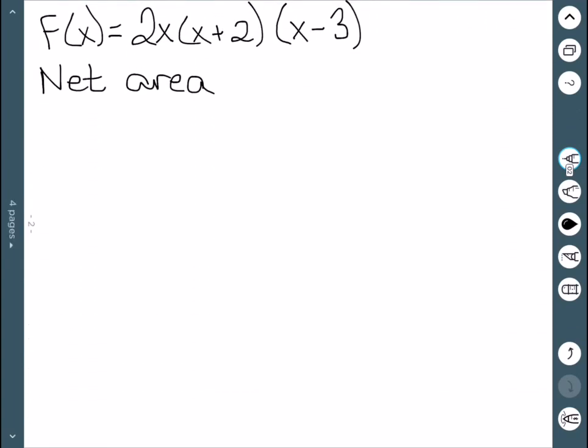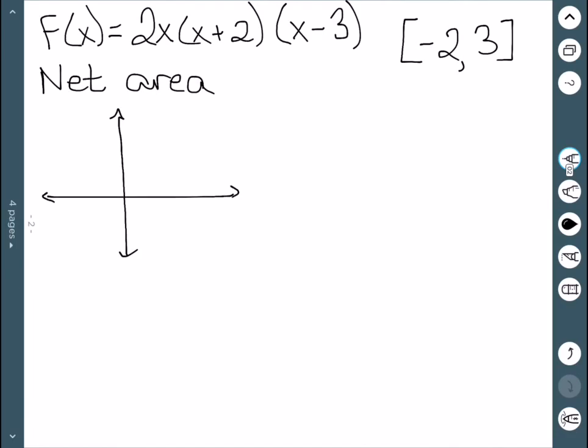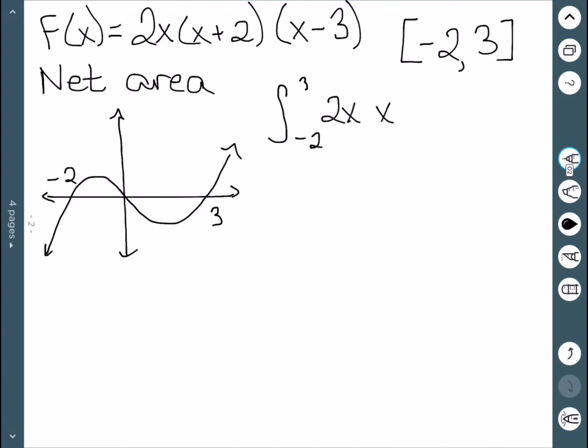Next, let's look at this. In particular, we're going to concentrate on the interval from negative 2 to 3. And we want to find the net area. So first off, it might be nice to have some idea of what this graph looks like. You can use lots of methods to do that, but it looks something like this, where this point's negative 2, and this is 3. So for the net area, we're just going to integrate between negative 2 and 3 of 2x, x plus 2, x minus 3.